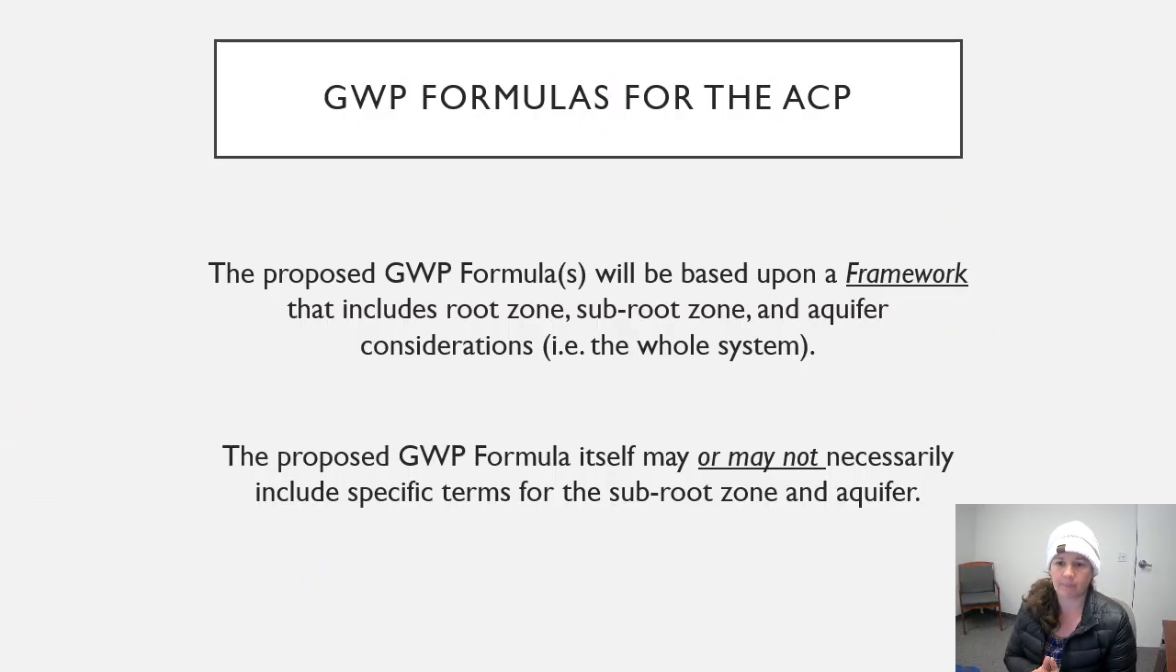So the proposed groundwater protection formulas for the ACP will at least be based upon a framework that includes root zone, subroot zone, and aquifer considerations, i.e. the whole system. The proposed formula itself may or may not necessarily include specific terms for the subroot zone and aquifer. So there may end up being a difference between our conceptual framework and the actual formula that comes out of this process. We don't know yet.